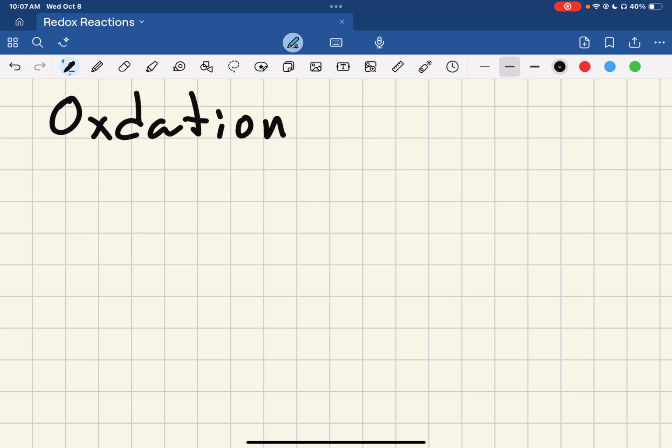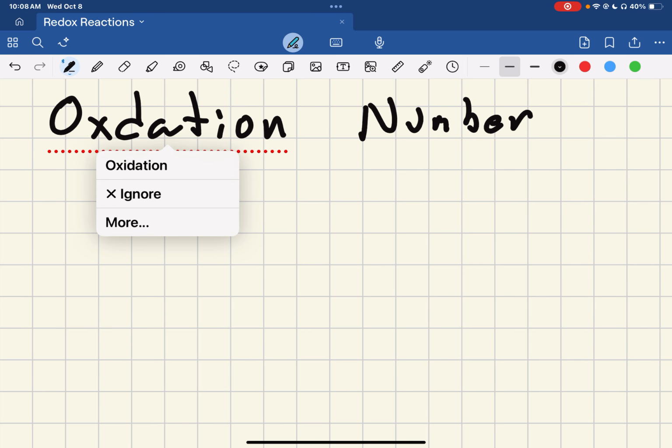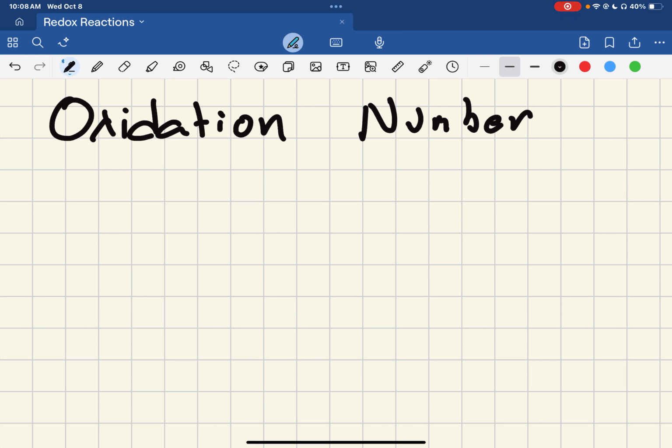But it all starts with first assigning oxidation numbers to compounds, because in order to figure out what's being reduced and what's being oxidized, you have to be able to figure out where the electrons are going. So it's actually not too hard, not too difficult, but we first want to start off with understanding some of the rules.